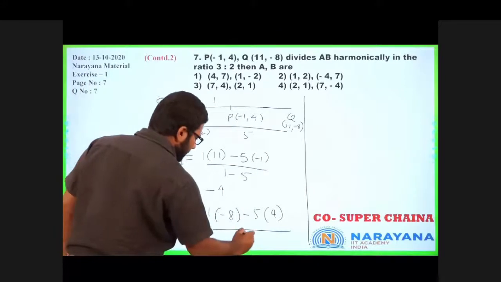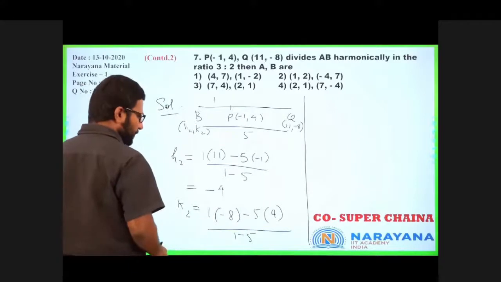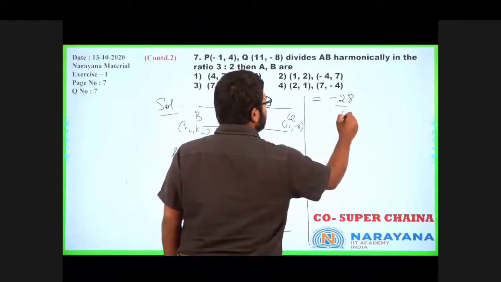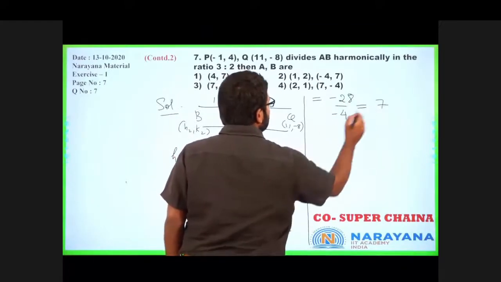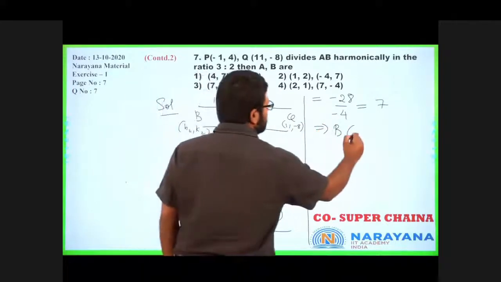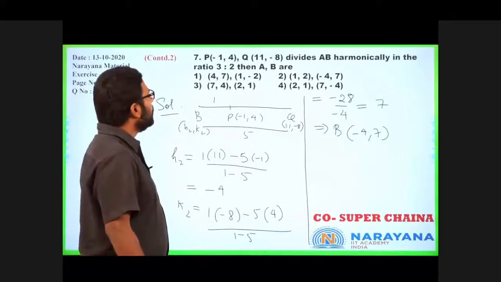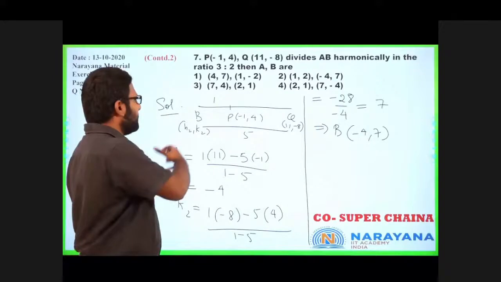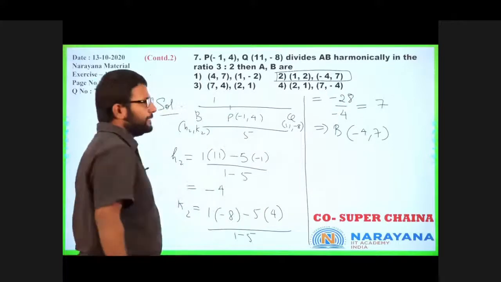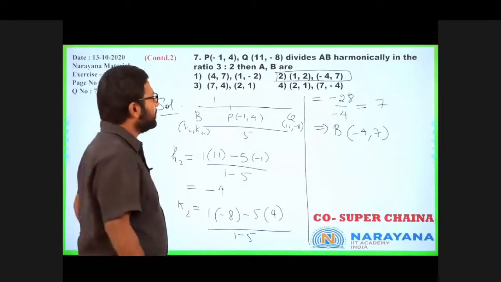So upon 1 minus 5, right? So minus 28 minus 20 upon minus 4, right? So that is minus 28 upon minus 4, which is 7, right? Which means B is minus 4 comma 7. Correct? Yes? Okay. So we have both B and A, therefore option 2 is correct. In fact, when we got that 2 itself, we said, okay, this must be correct.